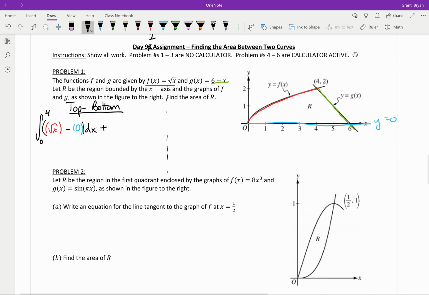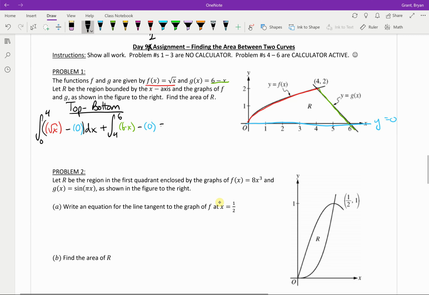Option 1 is you can add on a second integral. Notice this integral is going from 4 to 6. Everything's in terms of x here. And my top function is 6 minus x, and my bottom function is again 0. Okay? So let's actually finish this one out. Maybe I'll have to use a little bit more room here.